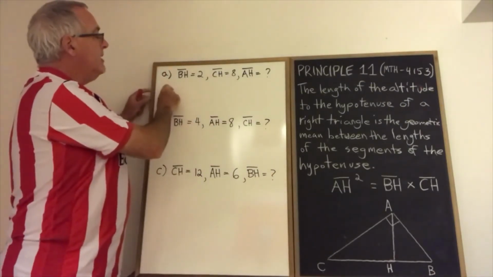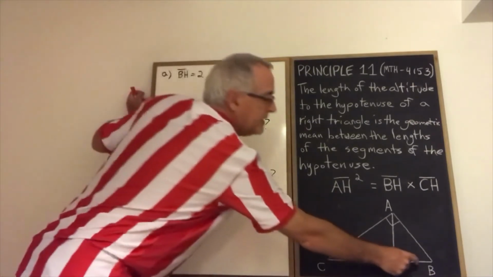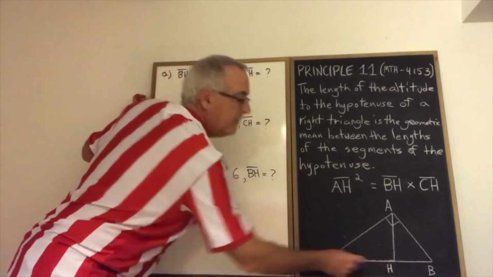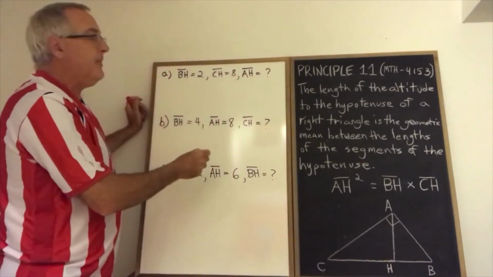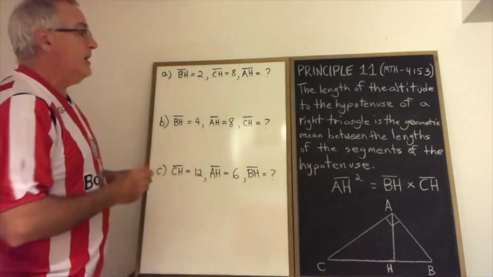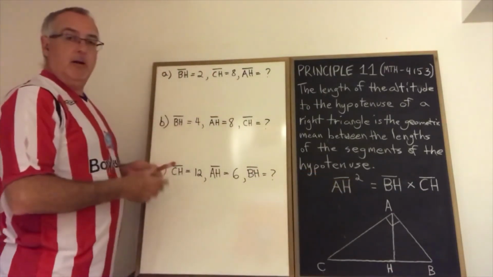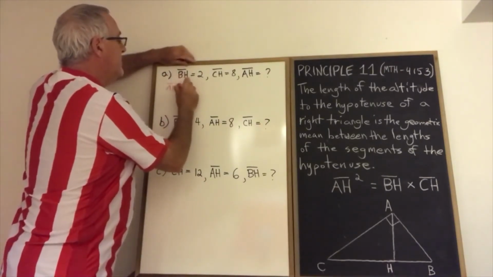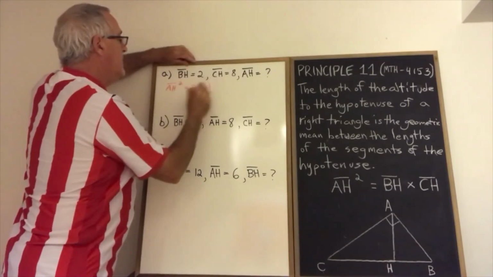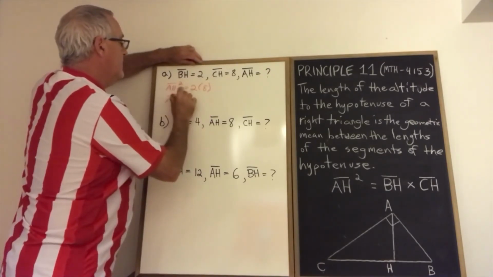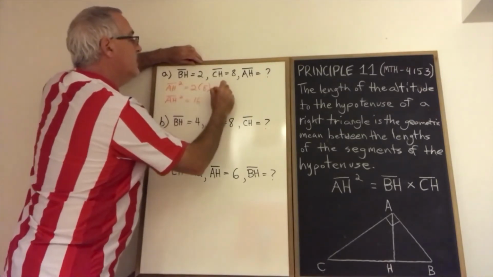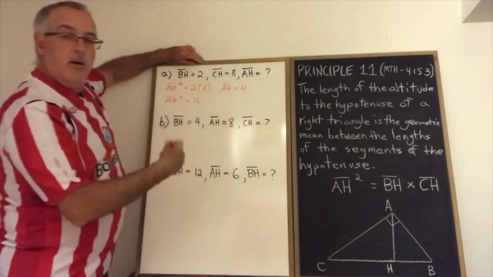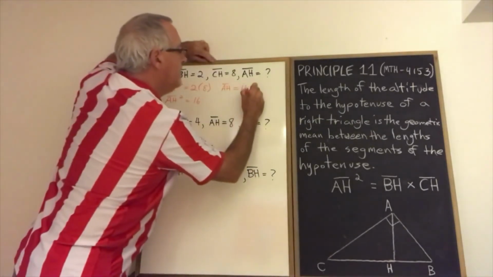Question A tells us that BH, which is the shorter segment of the hypotenuse, is equal to 2, and CH, the longer segment of the hypotenuse, is equal to 8. How long is AH, the altitude? We take this little formula and we plug in our values and we simplify. AH squared is equal to 2 times 8, which means AH squared is equal to 16. So therefore AH is equal to the square root of 16, which is 4. No units were given in the question, so I'm using the word units as my unit.